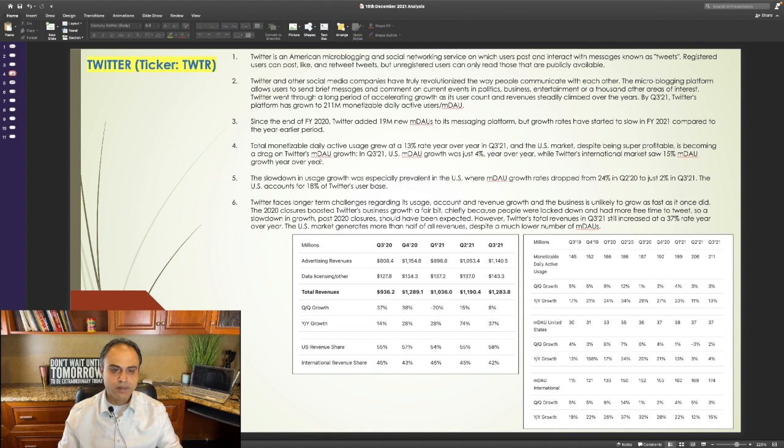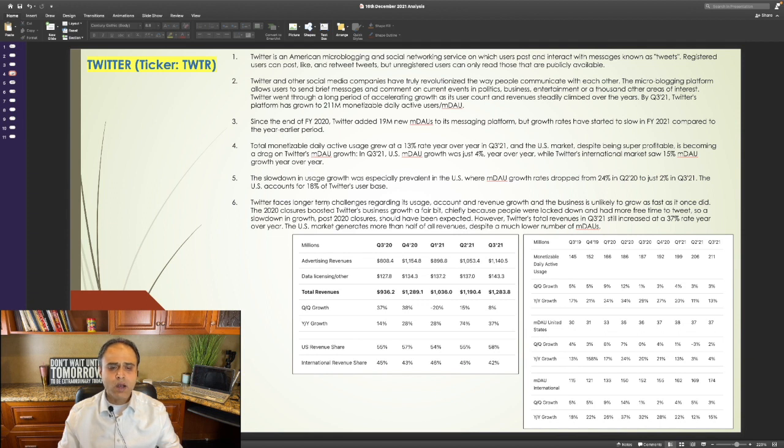The slowdown in usage growth was especially prevalent in the US, where MDAU growth rates dropped from 24% in Q2 2020 to just 2% in Q3 2021. The US accounts for 18% of Twitter's user base.